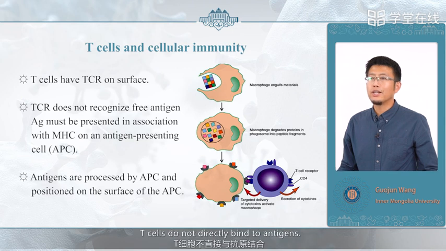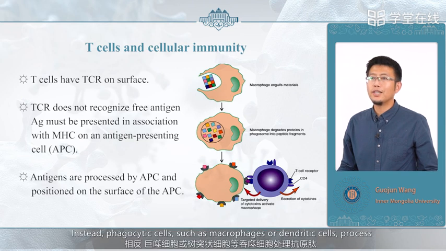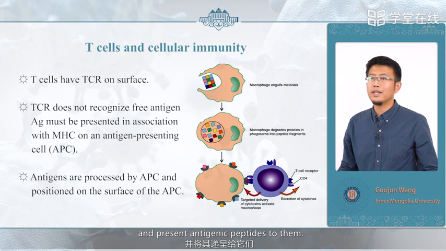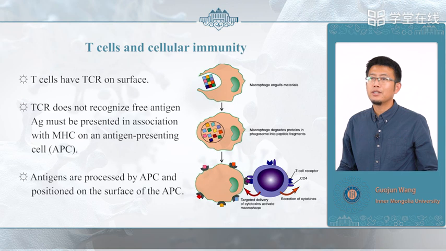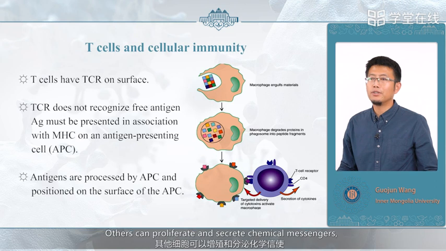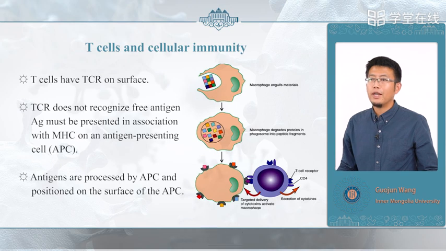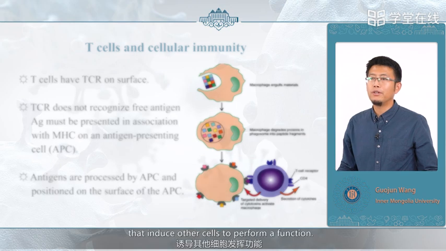T cells do not directly bind to antigen. Instead, phagocytic cells such as macrophages or dendritic cells process and present antigenic peptide to them. T cells have T cell receptors, TCRs, that recognize an antigenic peptide attached to a specialized presenting molecule on the cell. When T cells are activated, some destroy the target cells that present a particular antigenic peptide. Others can proliferate and secrete chemical messengers called cytokines and induce other cells to perform a function.